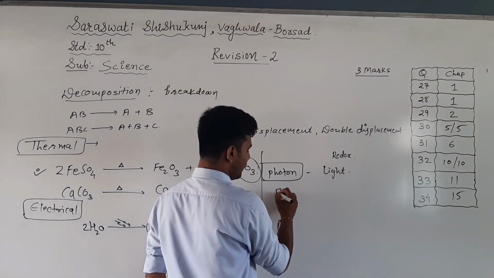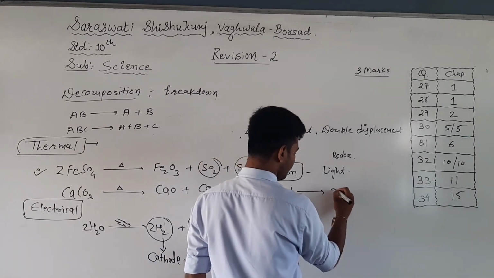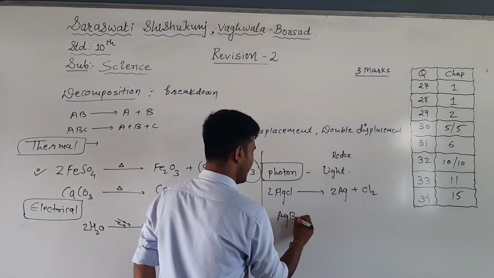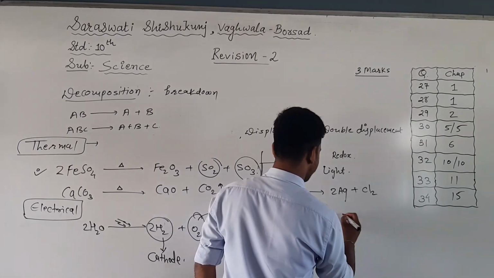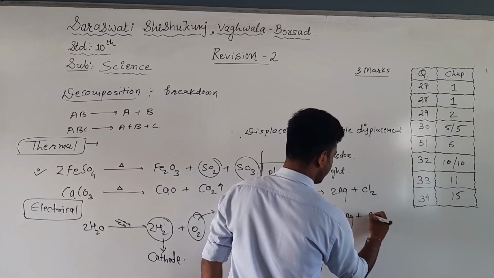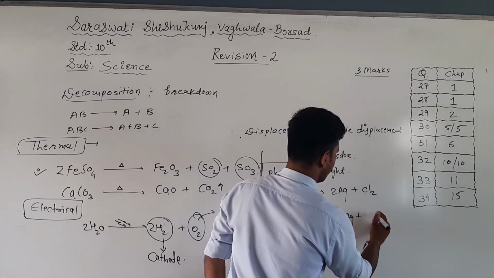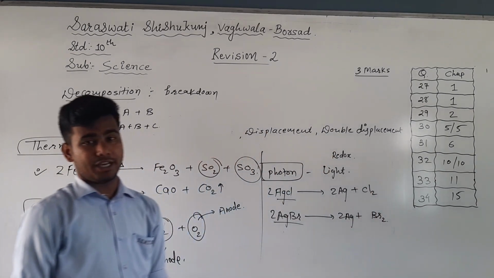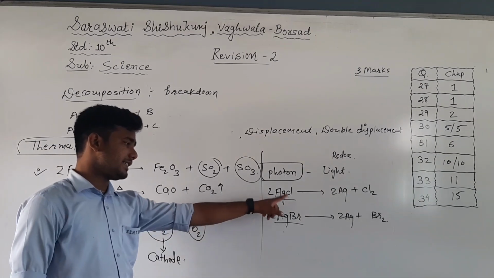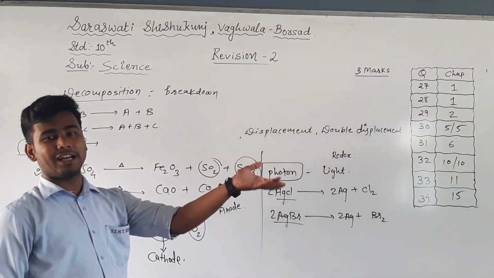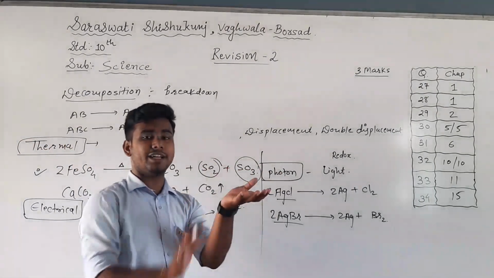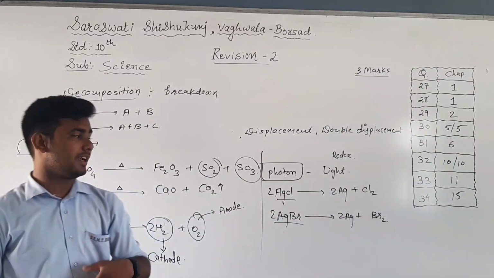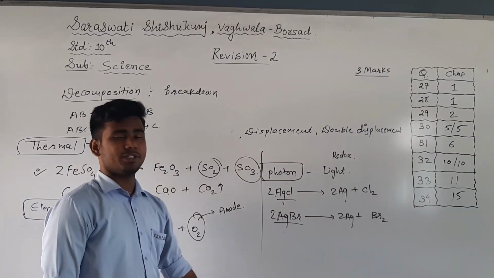So suppose we take the examples here. We will have these two examples of AgCl and AgBr, which show the decomposition process, as we have seen. If on a plate we take AgCl or AgBr and keep it in sunlight, after some time you will see that the color is changed. Means there is decomposition, which is done by light. So that is called photon decomposition reaction.